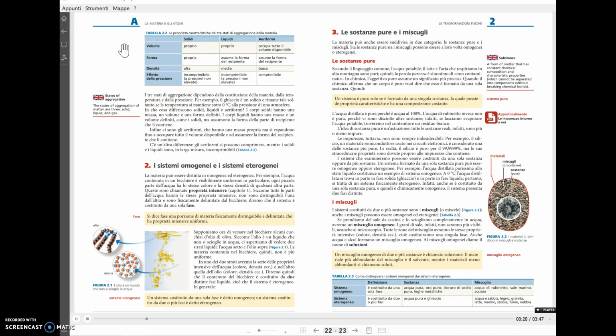A solid maintains a fixed volume and shape. A liquid maintains a fixed volume but adapts to the shape of its container. And gas is the state in which matter expands to occupy whatever volume is available.